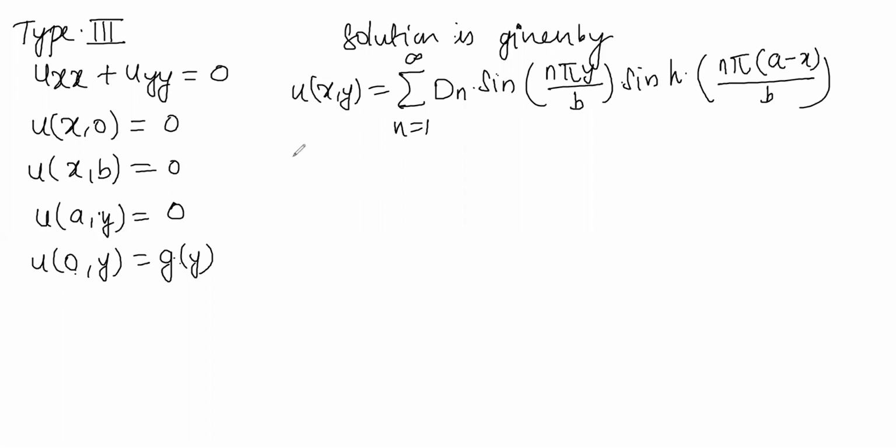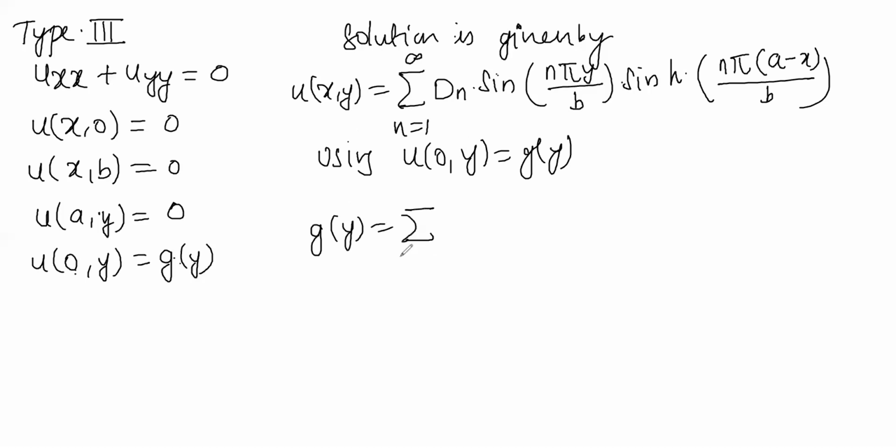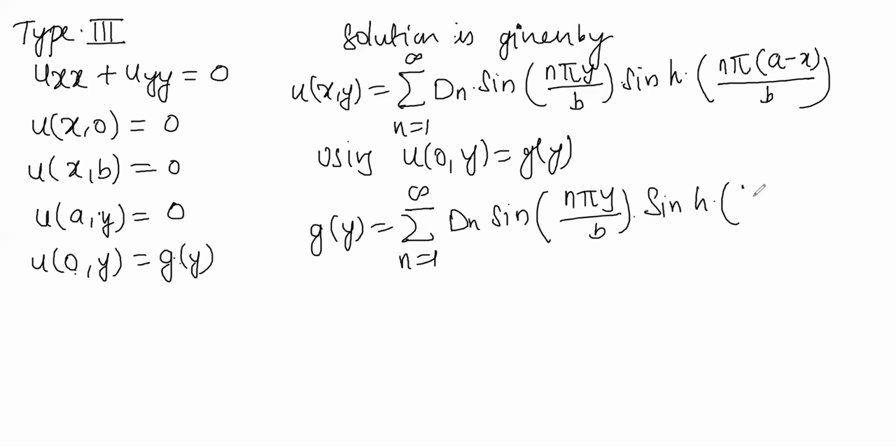Now using the condition u(0, y) equal to some g of y, I'll have to substitute there. So you get g of y equal to summation n equal to 1 to infinity dn, then sine n pi y upon b times sine hyperbolic n pi. It will become, x is 0, so it will be just a upon b.